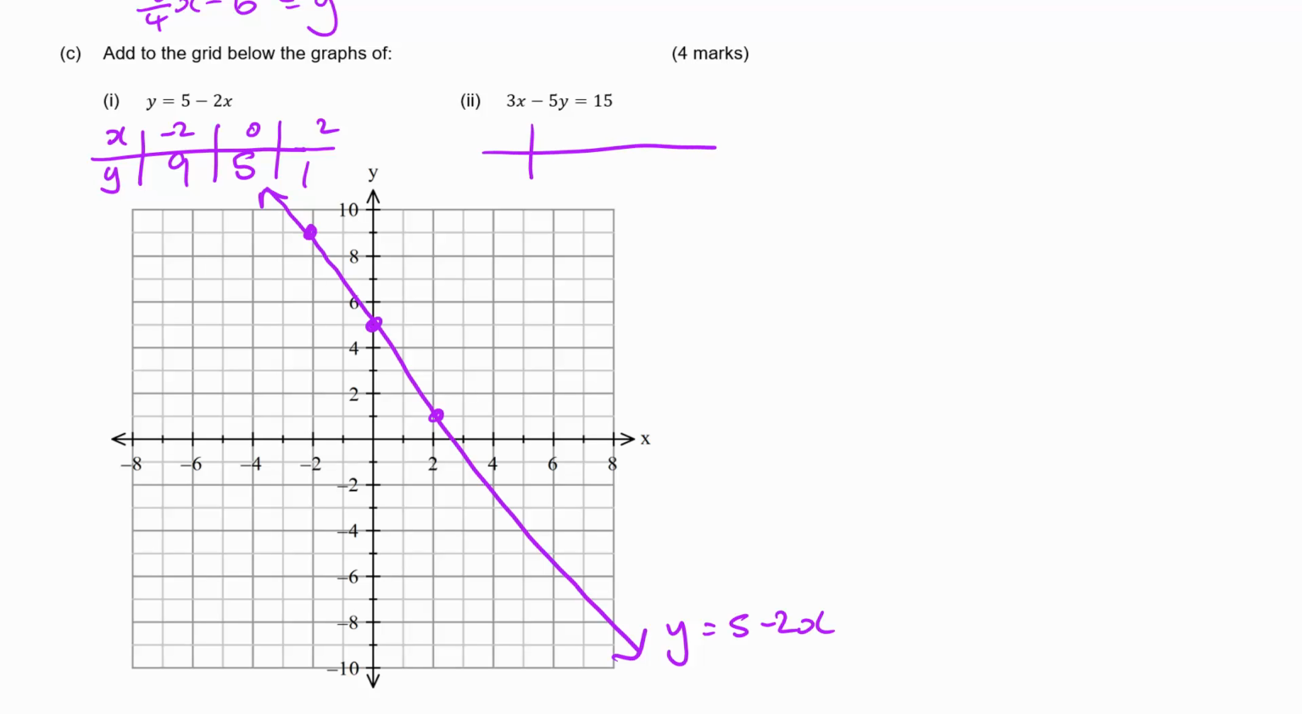For this type of equation, it's best to just take x equals 0 and y equals 0. If x is 0, it covers that up, and you get -5y is 15. Divide both sides by -5, and y is -3. If y is 0, it just covers up that bit. 3x is 15, so x is 5. So we have (5, 0) and (0, -3). Again, get your ruler out, draw the straight line, and label it. And it's 3x minus 5y equals 15.